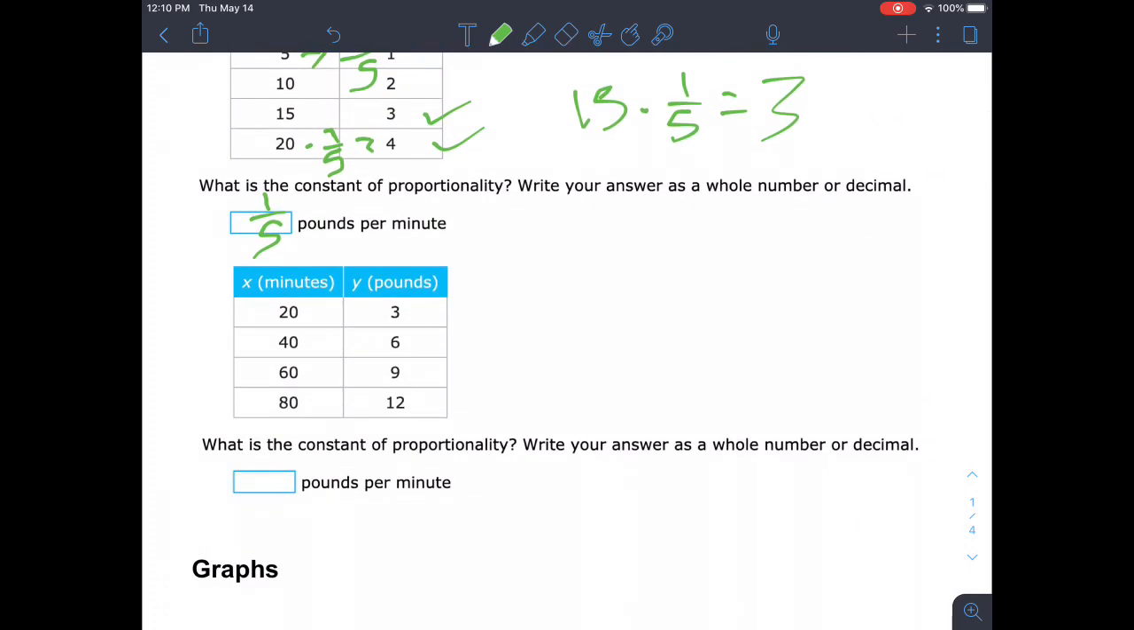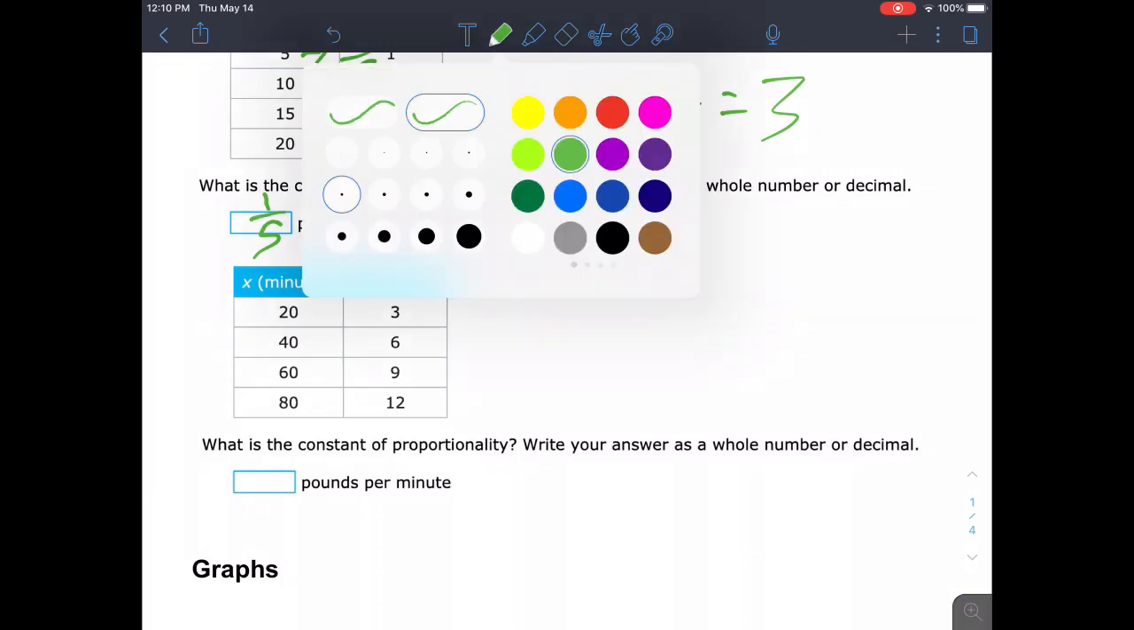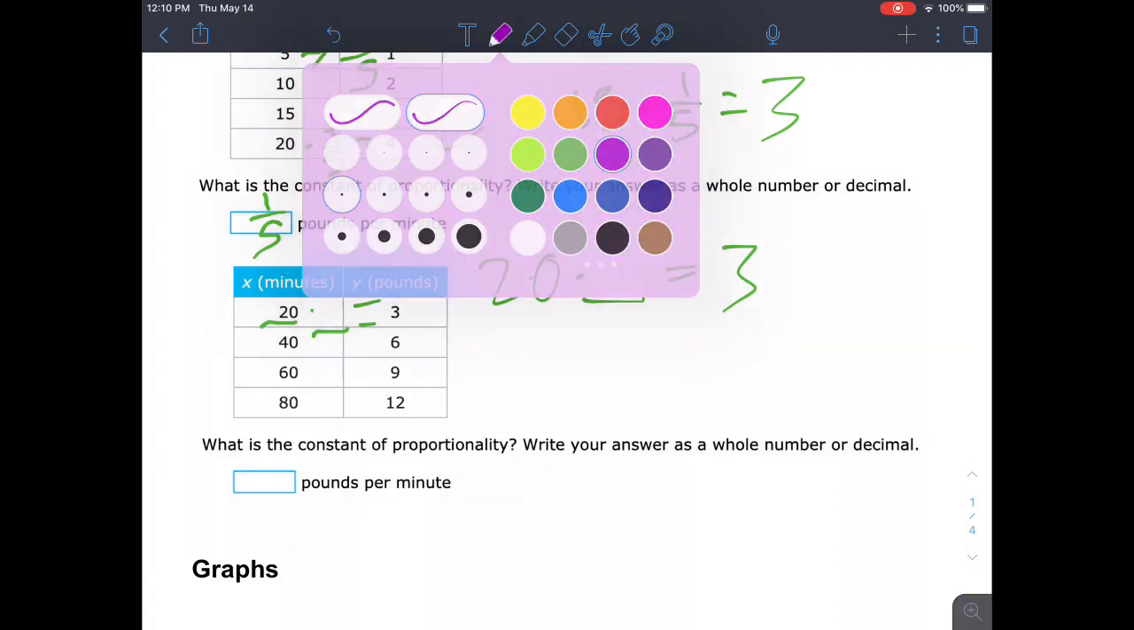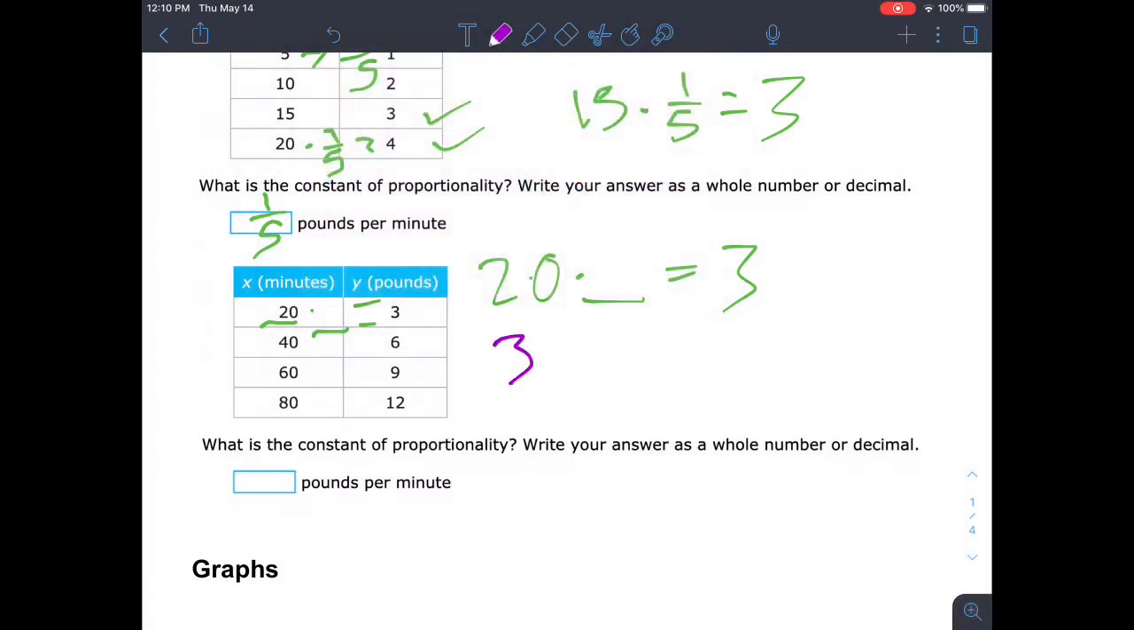Alright, so again, we have to do that same thing when we see a number that is ugly. And we've done this before. Remember, we've revisited fact families. We said 20 times something is 3. Remember, we can move that around into a division problem. 3 divided by 20 is that number. And remember, we can write 3 divided by 20 like that. So we see 3 and 20, and we make it a fraction.